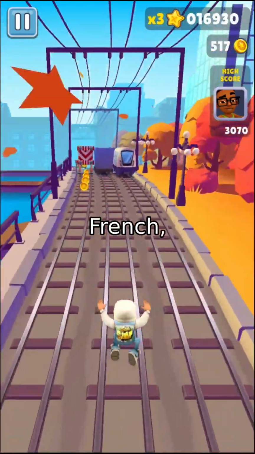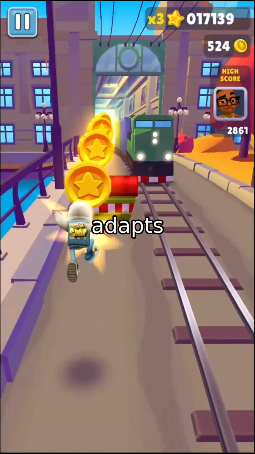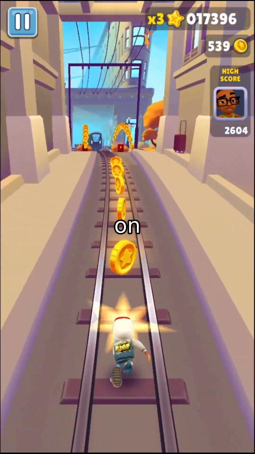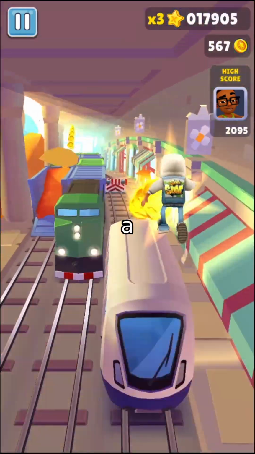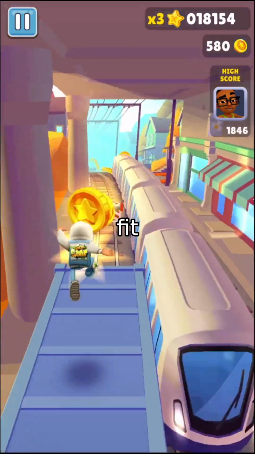Imagine DND as a master translator. You hand it a sentence in French, and it doesn't just translate it. It adapts the entire grammar system of the target language on the fly. That's what DND does for AI models. It's not just answering a question, it's rewriting the model's language to fit the task.